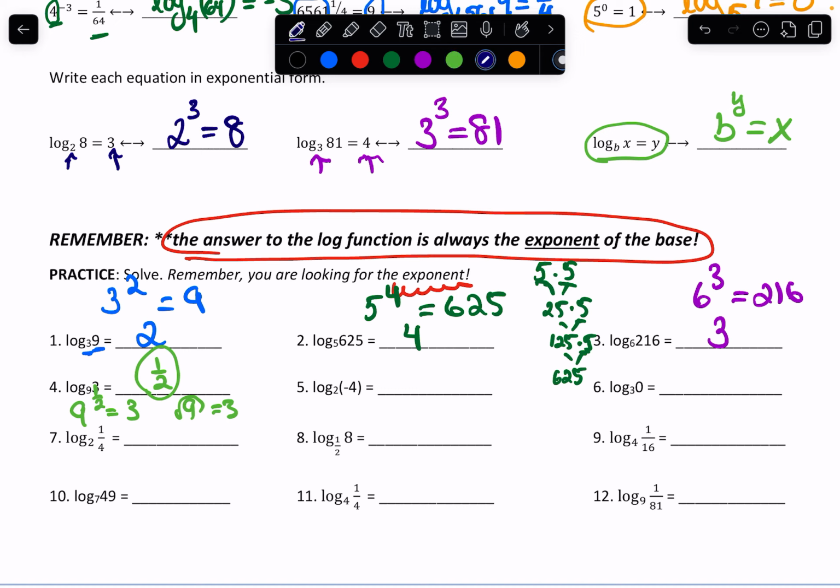Okay, next one. Base is 2, and our answer is -4. So 2 to what power equals -4? Well, can we have a negative without having a negative base? No, we cannot. So this is not possible.